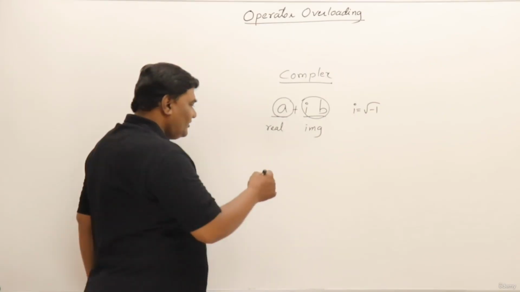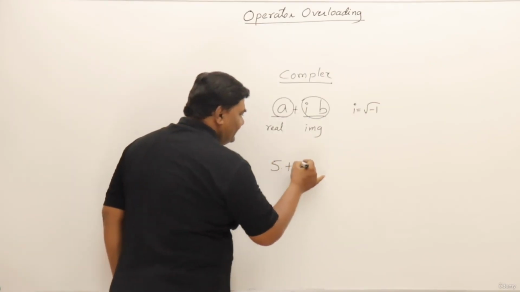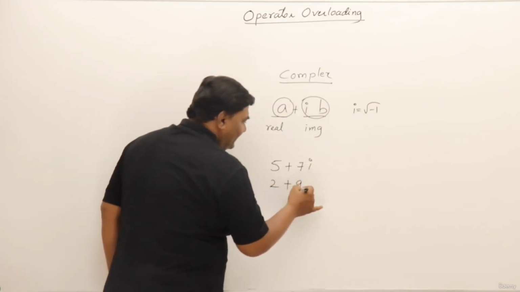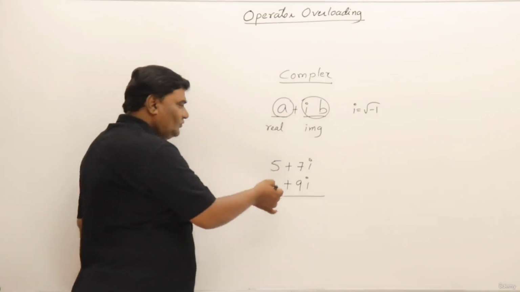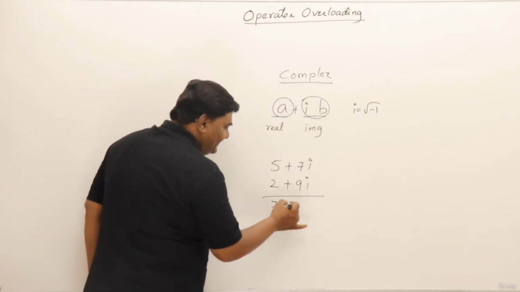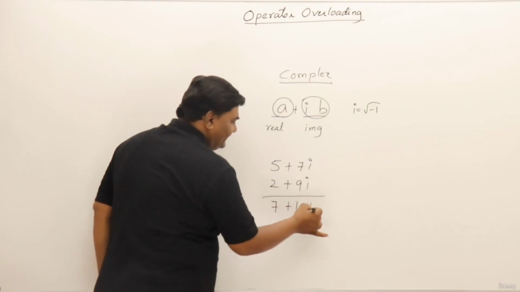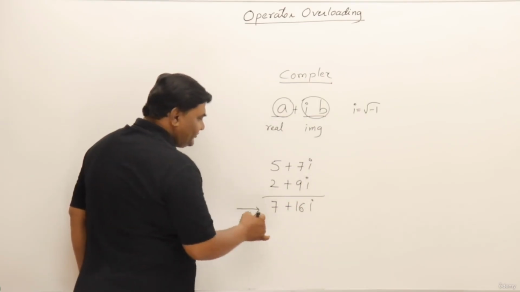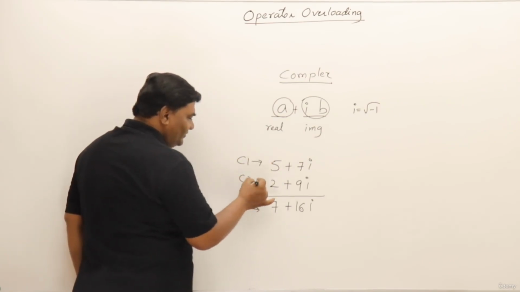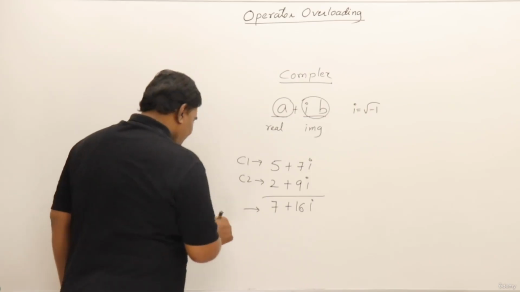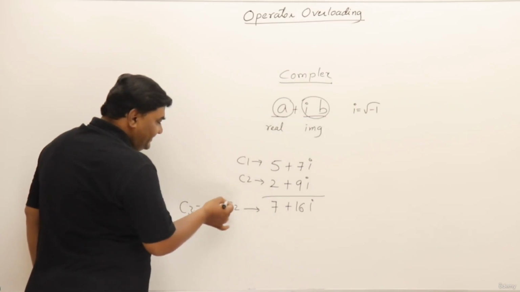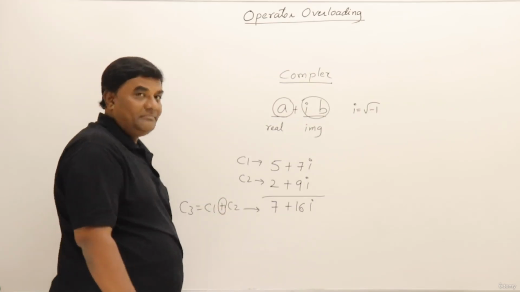So if I represent complex numbers, let us say 5 plus 7i and 2 plus 9i, then if I have two complex numbers, we can add them by adding the real parts separately and imaginary parts separately. So we got this as the addition of two complex numbers. If I say this is complex number C1 and this is C2, then the result I got here is C3, which is C1 plus C2. So yes, we can perform addition on two complex numbers.